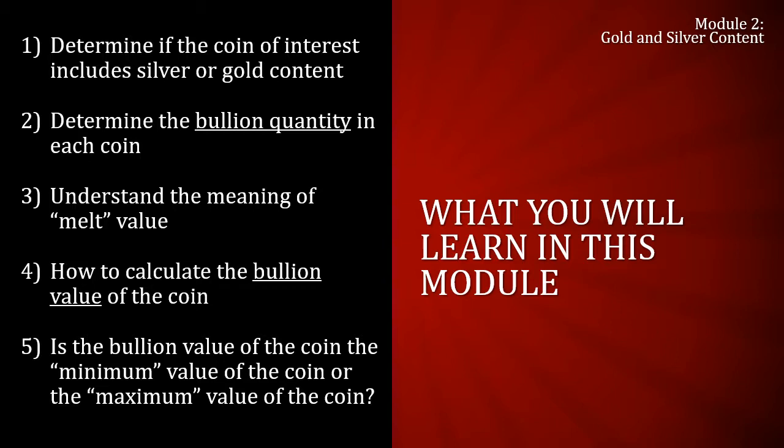Number 2, if it does have silver or gold content, we'll determine the quantity of bullion content in each coin. Number 3, we'll understand the term melt value, what that means to coin collectors. Number 4, how to calculate the bullion value of the coin. Once we know the content, the quantity of bullion in each coin, I'll show you how to calculate the value of the bullion in that coin.